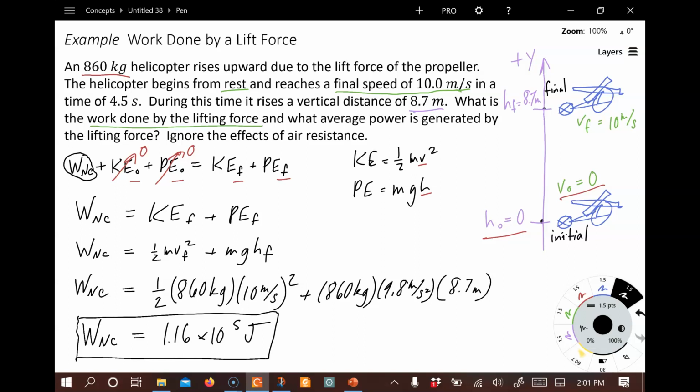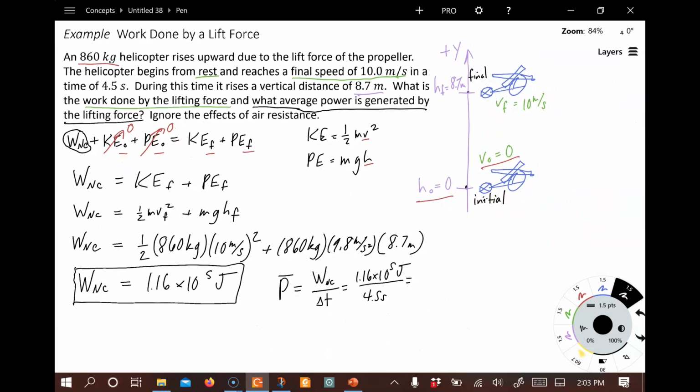All right, now in the next part they say, what average power is generated by the lift force? Well, the average power, P average, is simply defined as the work done by a force, in this case the non-conservative work done by the lift force, divided by the time during which that work was performed or delivered. And in this case, we know what the work was. We just calculated it. So 1.16 times 10 to the 5th joules divided by 4.5 seconds is how long that took.